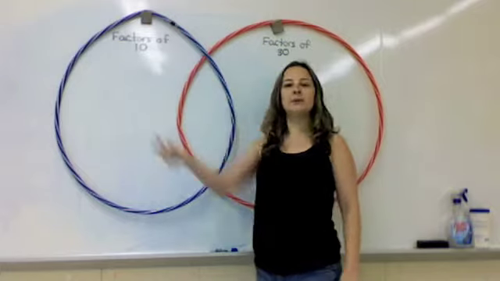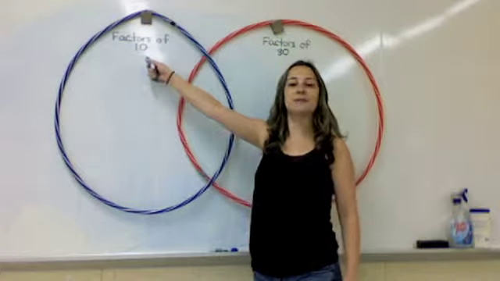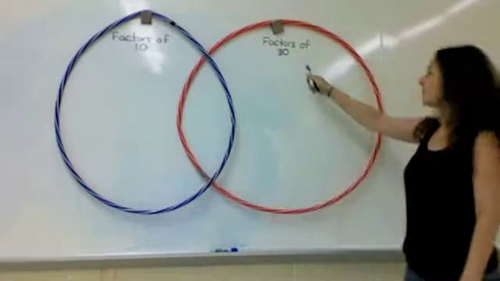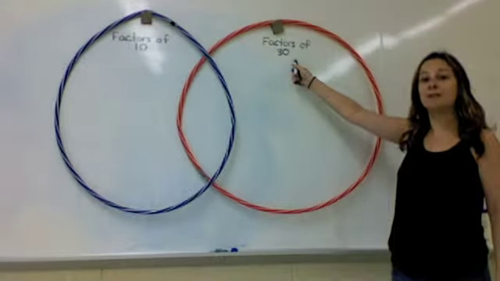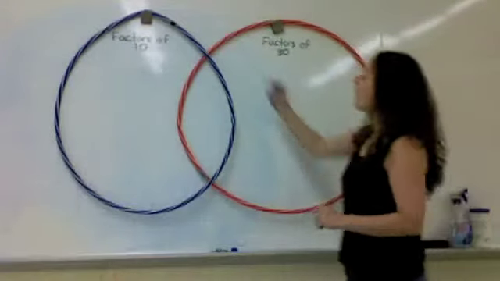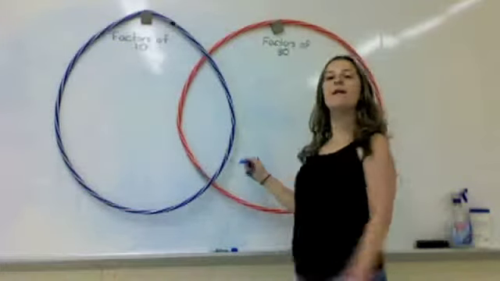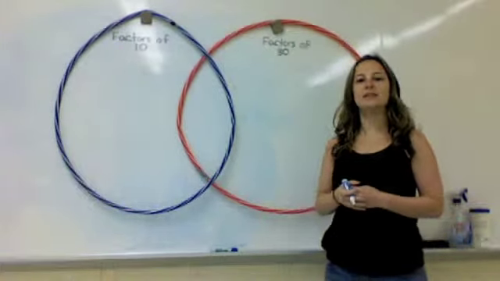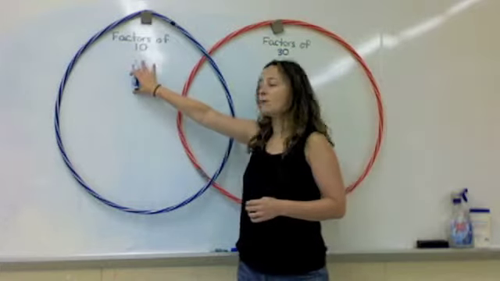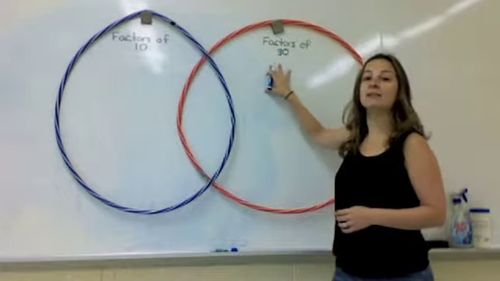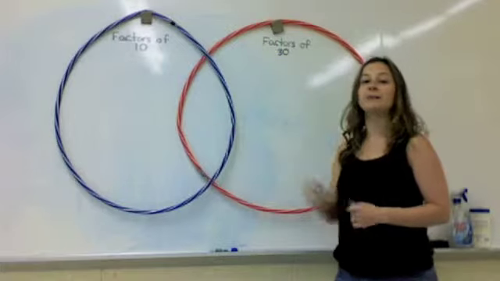In this case, in the blue circle, we're going to have factors of 10 as our category. In the red circle, we're going to have factors of 30 as our category. Where you see the two circles overlap, which here we have red and blue, that's going to be an indication of a number that belongs in both the factors of 10 and the factors of 30 category. So it's going to go in the middle.